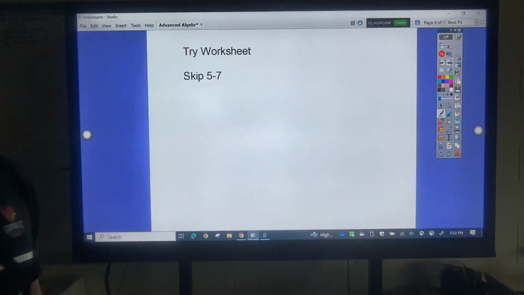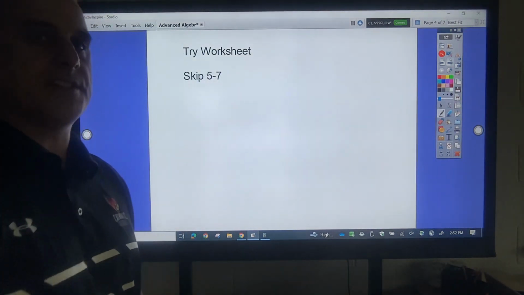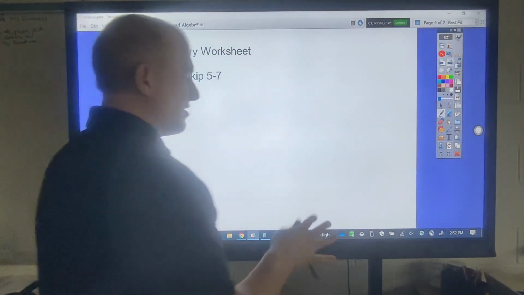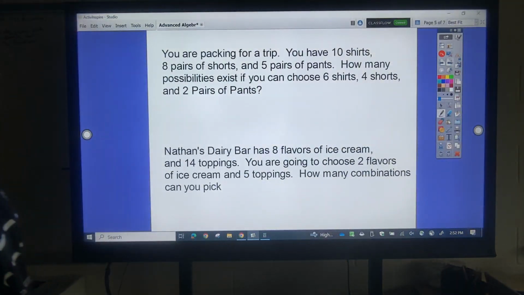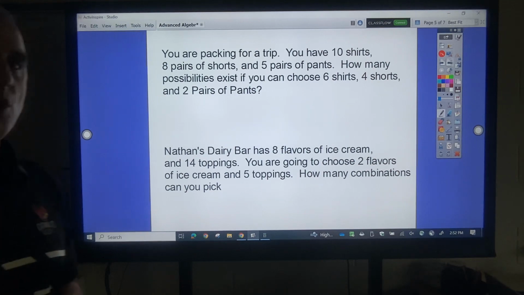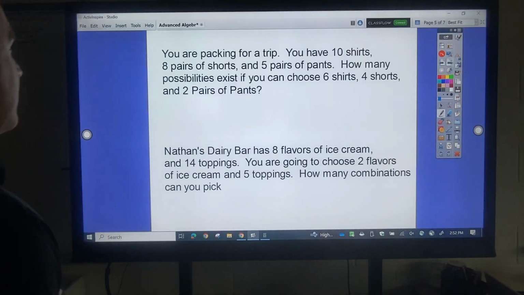So go ahead and work on the worksheet I'm passing out in class. You can skip questions 5 through 7 because they're a little bit confusing. Now let's talk about multiple events. This is sort of getting back to the counting principle.